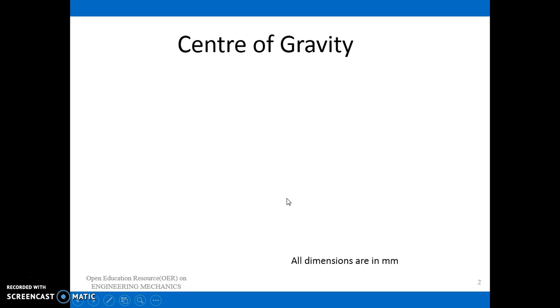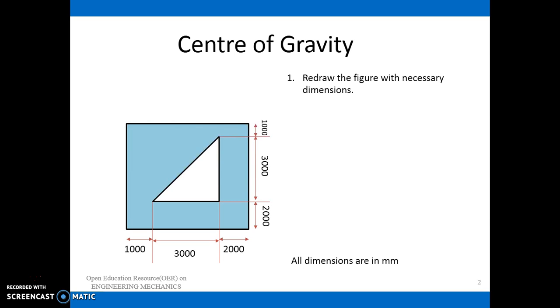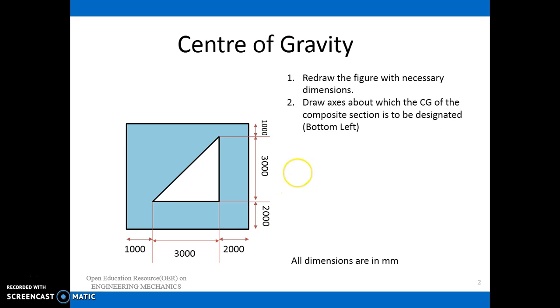So we will continue with the same practice. First we need to redraw the figure with necessary dimensions. That's done. We have all the dimensions and it has been completely redrawn. Next, we have to draw the axes about which the center of gravity of the composite section is to be designated. Keep in mind, while drawing the axes, we need to locate the origin also. It is usually at the bottom left.